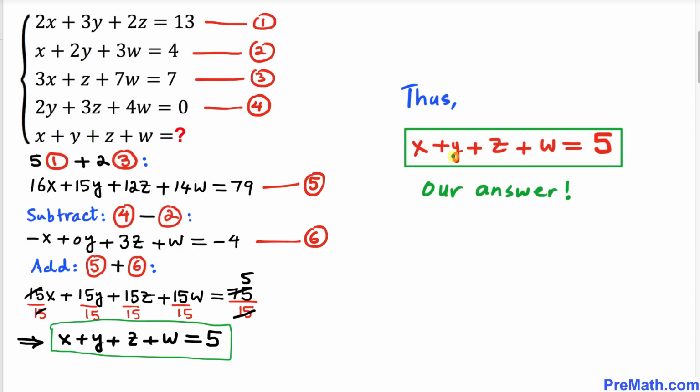So thus our x plus y plus z plus w value turns out to be 5. And that's our final answer.